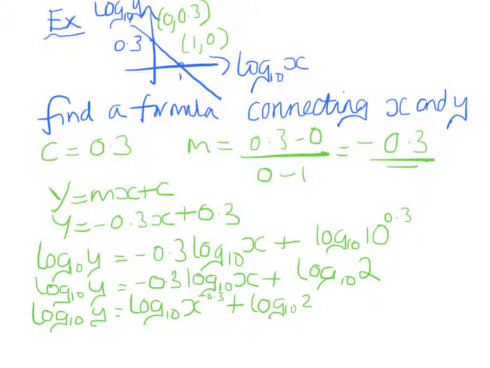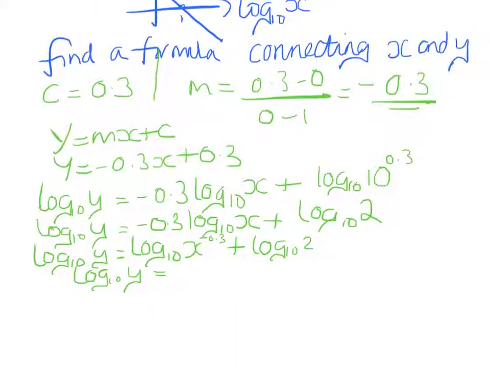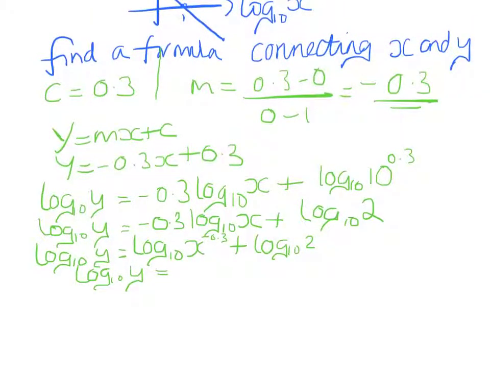Now I've got the sum of two logs, so I can use my first law, and I know that log to the base 10 of y equals log to the base 10 of these two values multiplied together. So I'm going to write it as 2x to the power of negative 0.3.